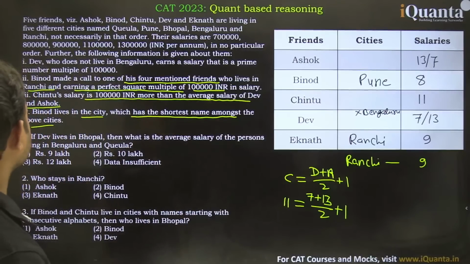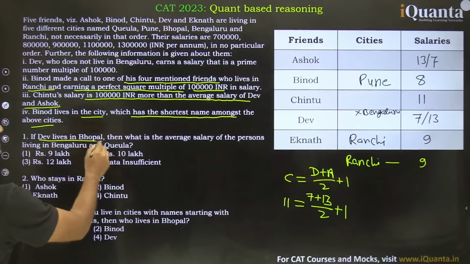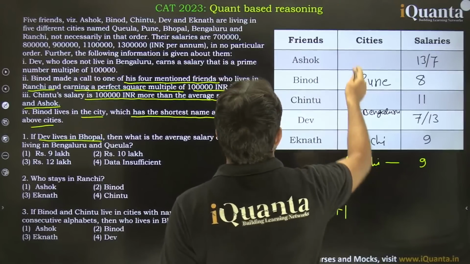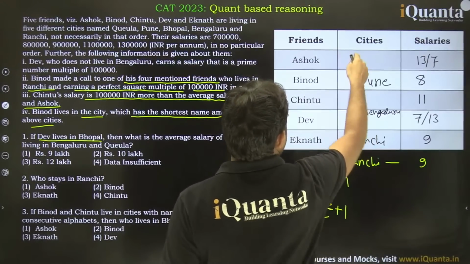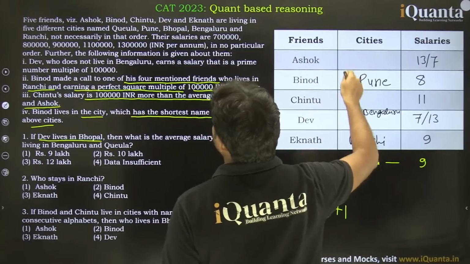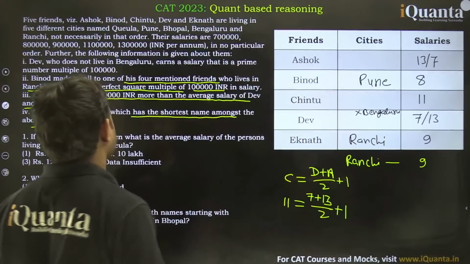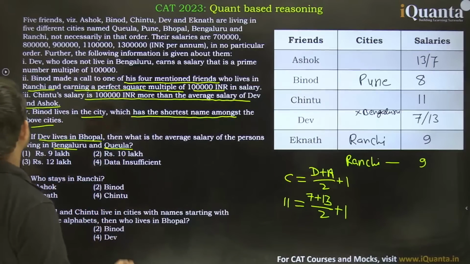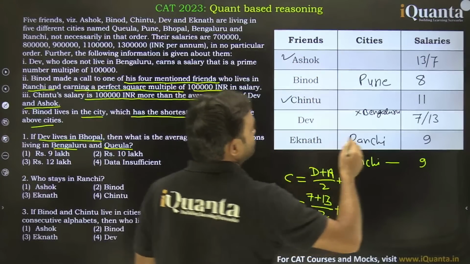Now let's move on to the question. It says if Dev lives in Bhopal, if you put Bhopal here, these 2 places will be either Bangalore or Kolkata, Bangalore slash Kolkata. Then what is the average salary of the person living in Bangalore and Kolkata? So we are talking about these two persons.